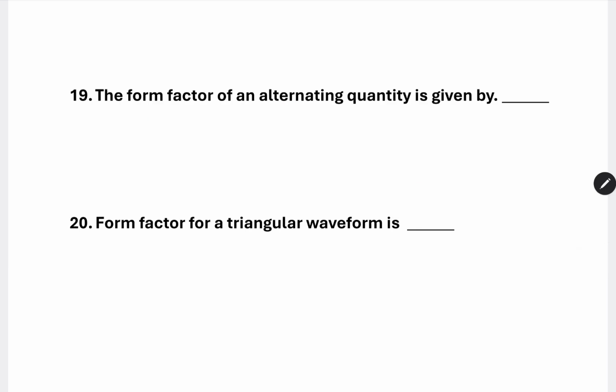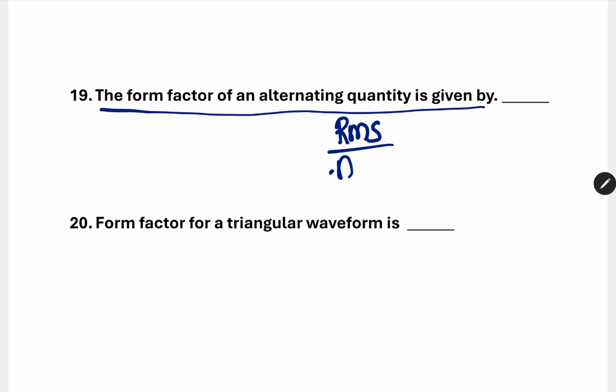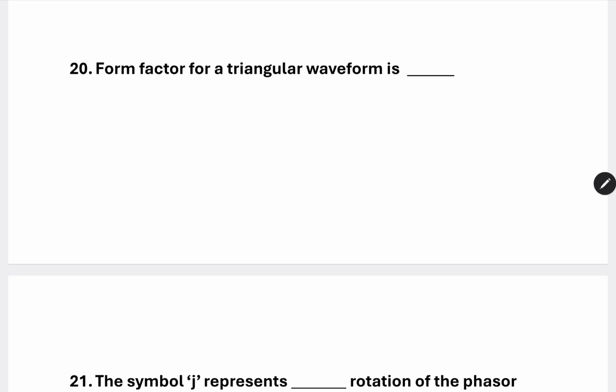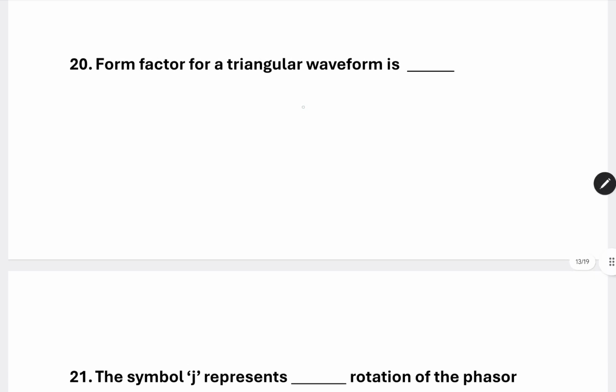Next, question number 19. Form factor of an alternating quantity is given by the RMS value of the alternating quantity divided by the average value of the alternating quantity. Next, question number 20. Form factor for a triangular waveform: you need to calculate the RMS value and the average value for the triangular waveform. Then we will get the answer as Vm by root 3. I am assuming Vm is the peak value of the triangular wave, then the form factor is Vm divided by root 3.